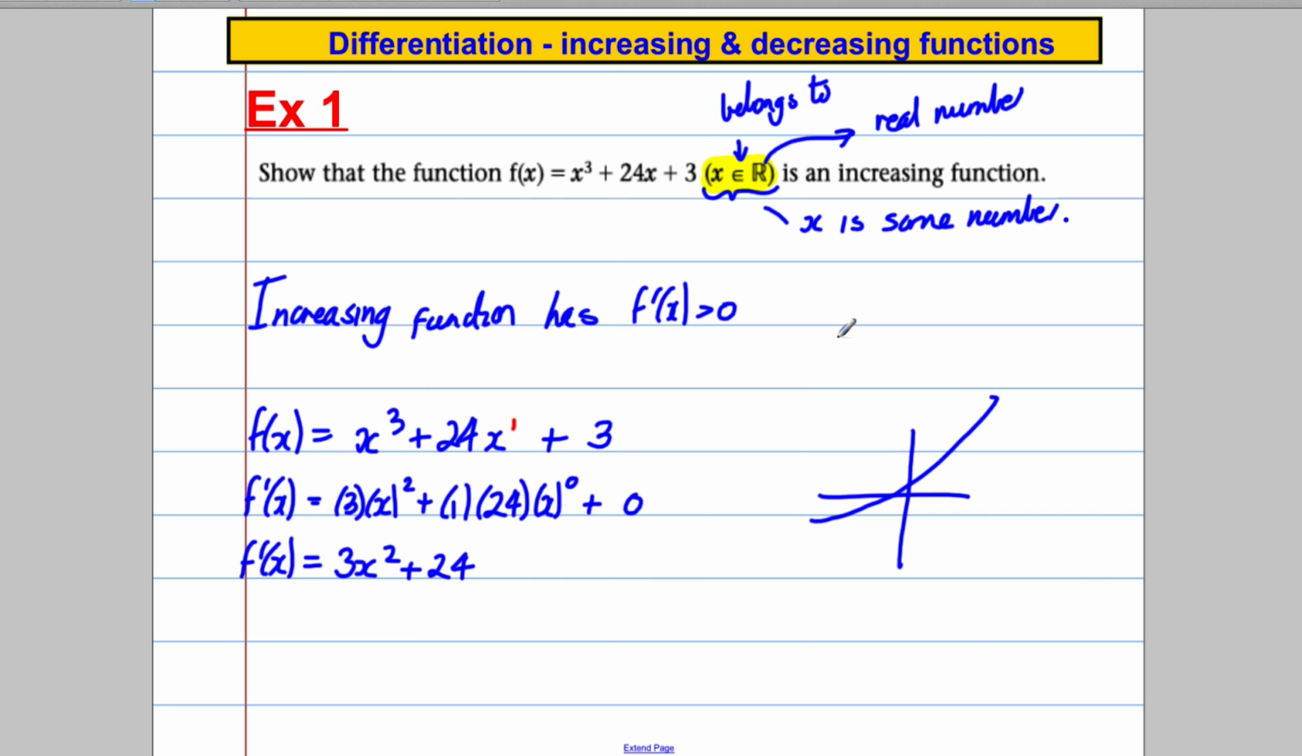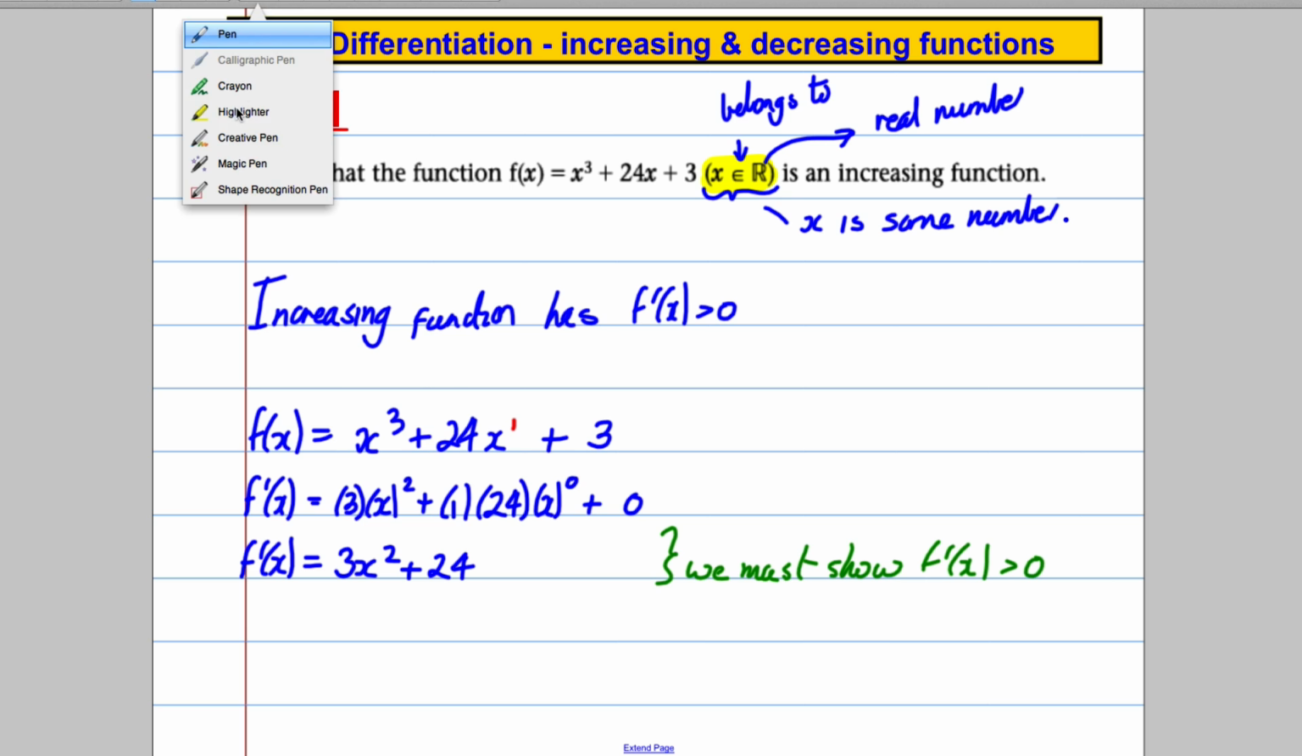We are showing it is increasing. It therefore must be increasing. So we just have to prove, this is what we have to show. We must show f dashed x is bigger than 0. Can we show that? Well, actually we can.